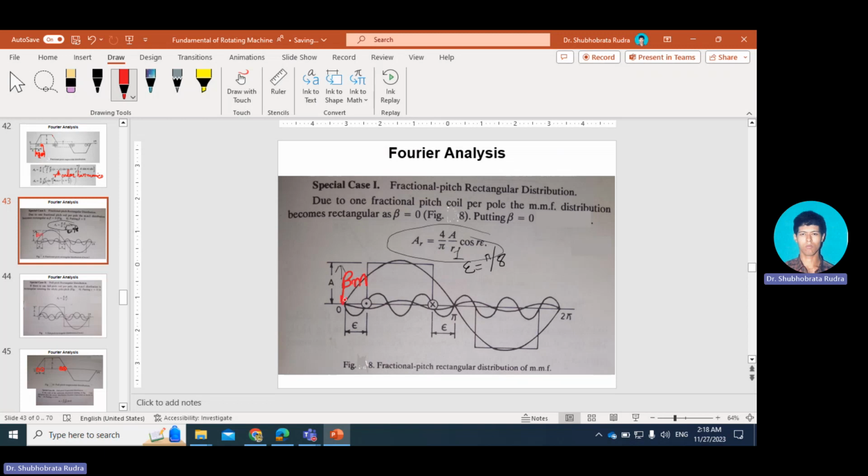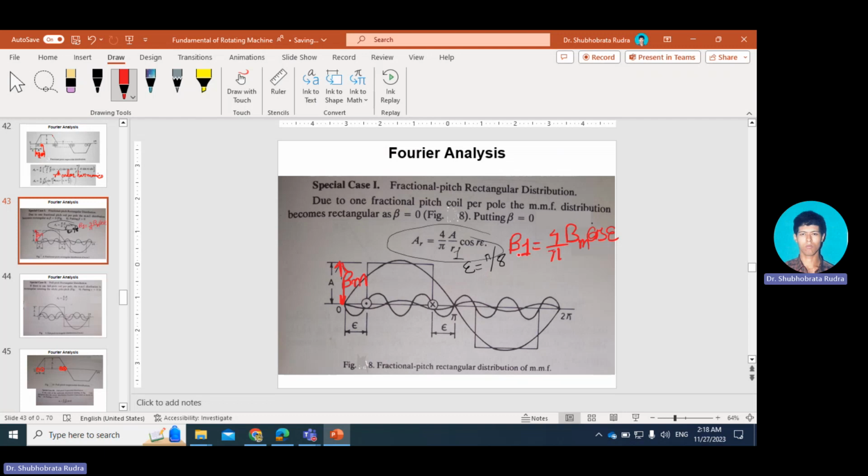This is my BM, correct? So the formula for the fundamental becomes cosine epsilon. And since all the things are in terms of B, we can just replace this A, which was denoting the MMF, by B, which will now denote the flux density variation. So we got our B1.